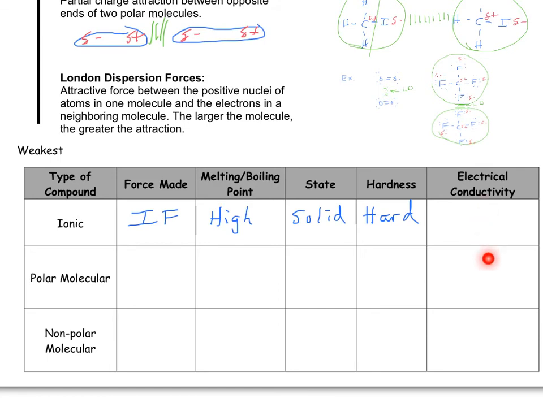Let's leave the property of conductivity until later. Try to fill the rest of the chart out on your own for polar molecular compounds and nonpolar molecular compounds. Determine what type of force these things can make, and then predict whether the melting point or boiling point will be high, medium, or low, whether the state will be solid, liquid, or gas, or whether it will be hard or soft.